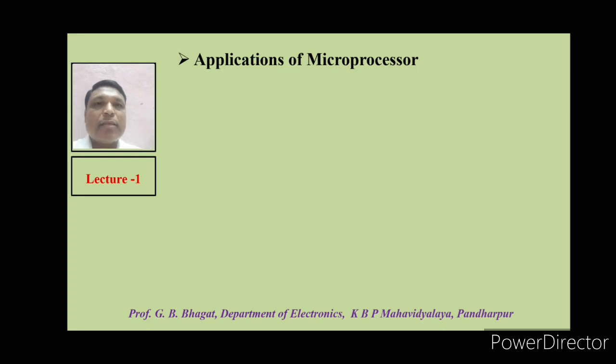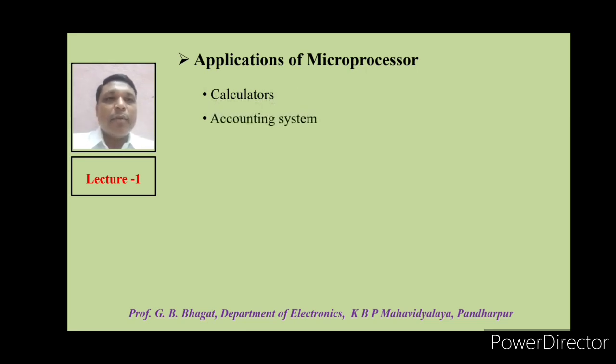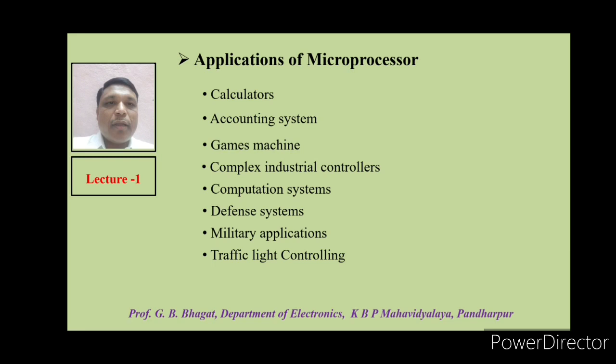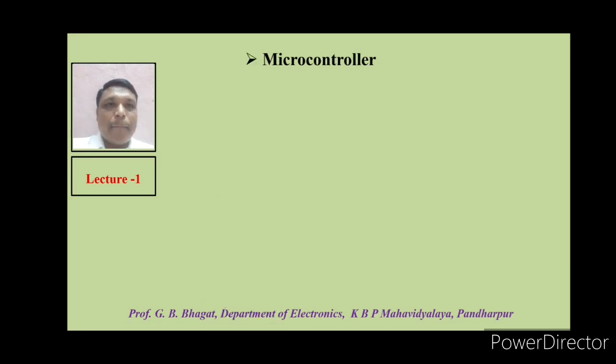The next, let us see various applications of microprocessor. There are various applications of the microprocessor such as calculators, accounting systems, games machines, complex industrial controllers, computation systems, defense systems, military applications, traffic light controlling and control data.